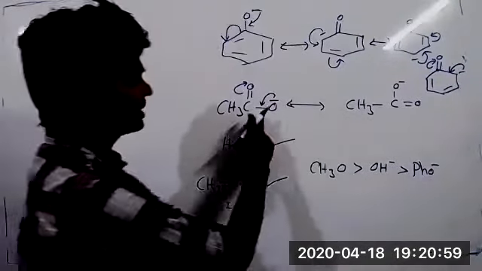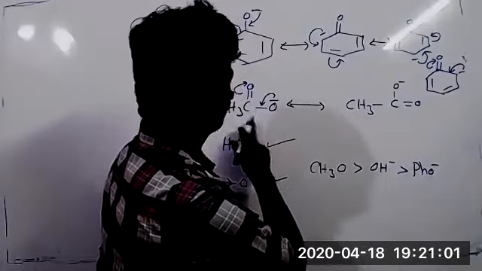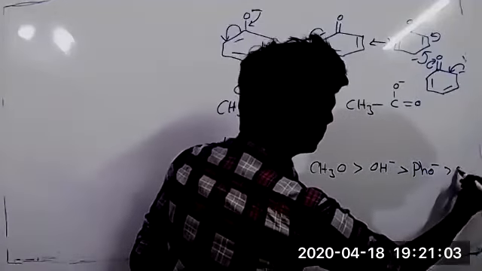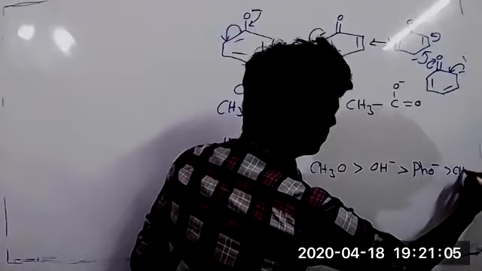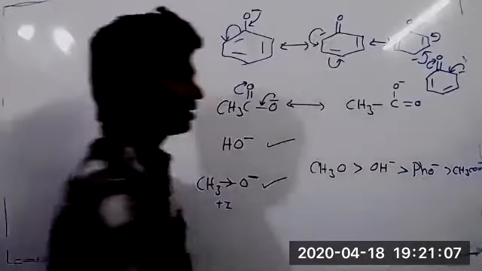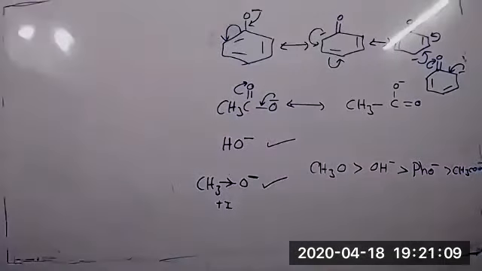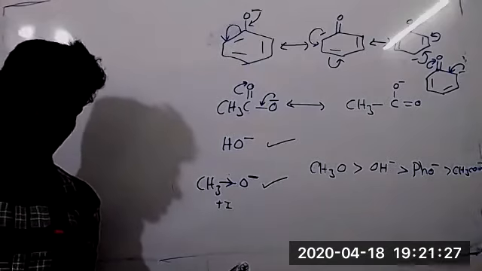The phenoxide ion is less reactive than the acetate ion. So the option is A, sir. A is correct. B, C, A, B. Yes, A is correct. Next, you can answer this question easily.